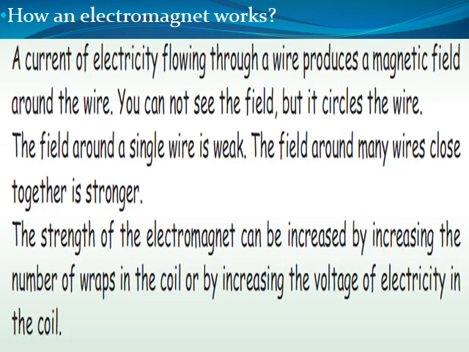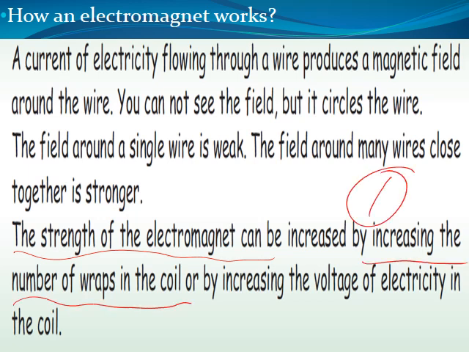How does an electromagnet work? A current of electricity flowing through a wire produces a magnetic field around the wire. You cannot see this field, but it circles the wire. The strength of the electromagnet can be increased in two ways. Number one, increasing the number of wraps in the coil around the nail. The second way is increasing the voltage of electricity in the coil, meaning that you can increase the voltage of the battery.